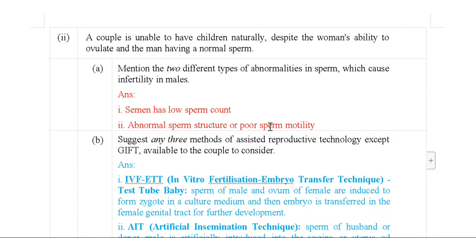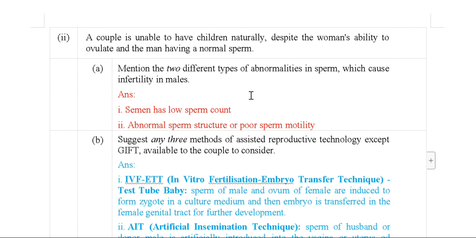Next, a couple is unable to have children naturally, despite the woman's ability to ovulate and the man having a normal sperm. That means there is no problem in the female reproductive system or the male reproductive system, and both their reproductive systems are successfully forming their gametes now, but they are unable to have children naturally. Now mention the 2 different types of abnormalities in sperm which cause infertility in males. That means there is a problem in the sperm.